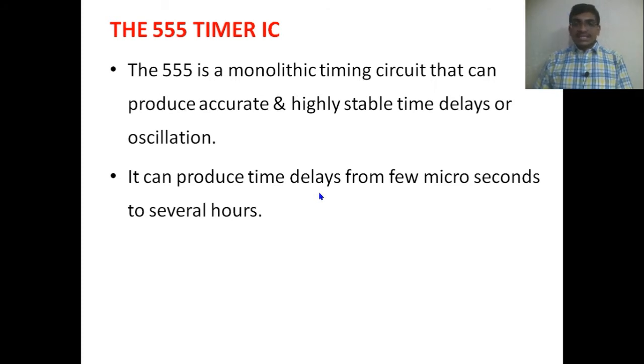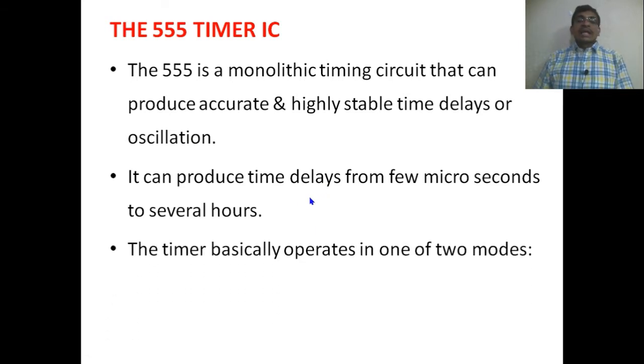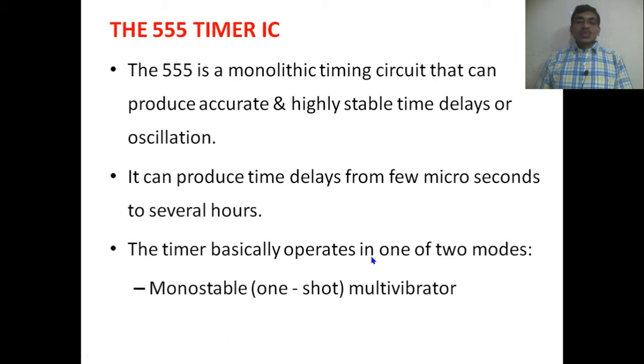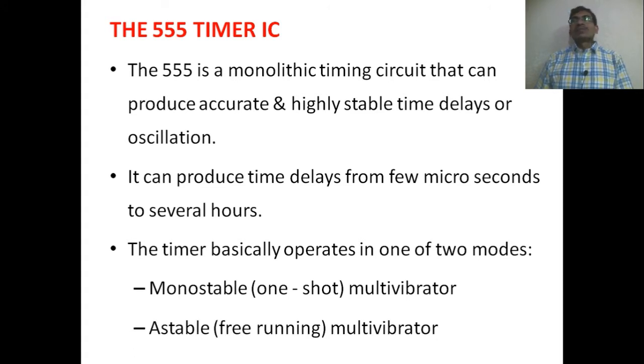By just adding some external resistor and capacitor, we can get the time delay between a few seconds to several hours too. The timer basically operates in one of two modes. One is the monostable mode, which is also called the one-shot multivibrator mode, or the astable multivibrator mode, also called the free-running mode or free-running multivibrator mode.